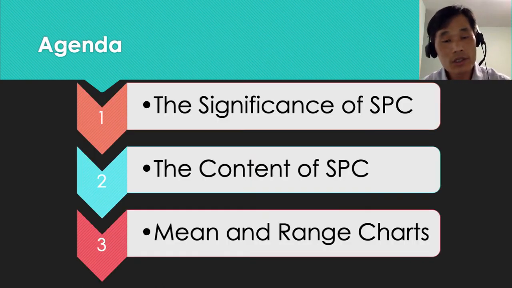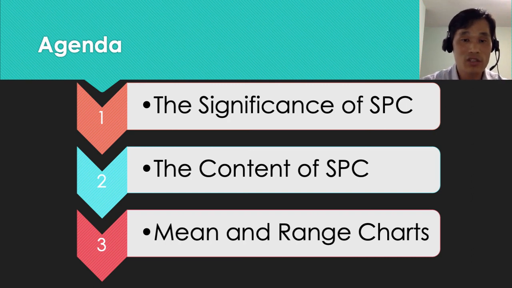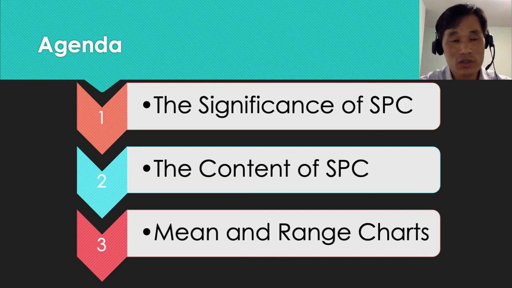So in this part, we learned the significance of statistical process control. It enables us to visualize the process and see what is happening. And as a result, we can monitor, correct, and improve the process. The second topic we learned was the content of statistical process control, and it's about variation. There are 2 types of variance. The first is assignable variance, and the second is unassignable variance. We are particularly interested in assignable variance. We also learned that we need to pay attention to mean and range together.